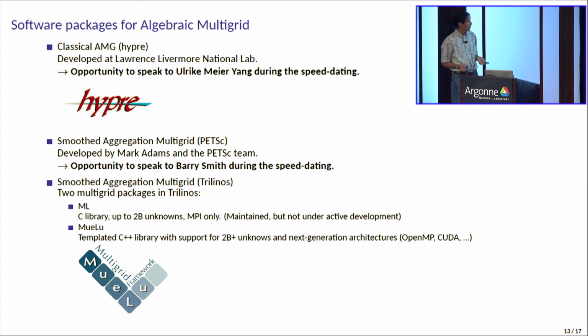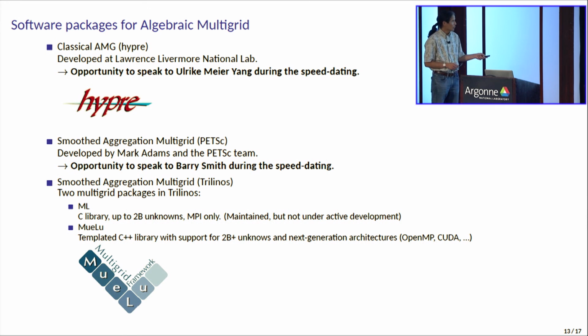PETSc has a smoothed aggregation-based multigrid that was developed by Mark Adams and the rest of the PETSc team. I think Barry Smith is up in the back row, and he'll be around this evening if you want to talk to him. And then in Trilinos, we actually have two multigrid packages. One is called ML, and I told my colleague who developed ML that he should have copyrighted that, but it's too late now. It's a C library. It's MPI only, and it is only limited to 32-bit integers. So lots of users, but it's just sort of under maintenance right now.